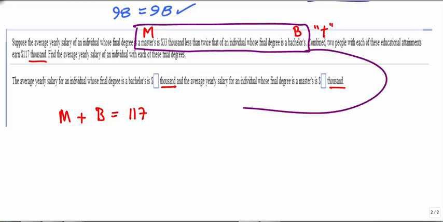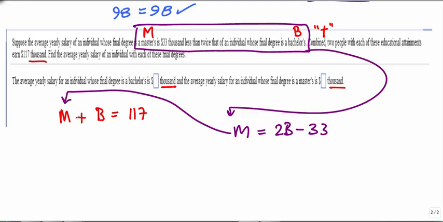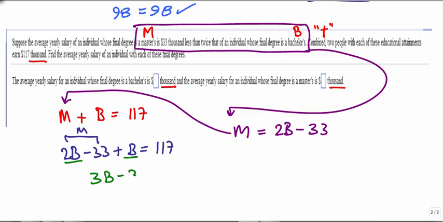So from here we know that the master's earnings is $33,000 less than twice that of a bachelor's. So twice the bachelor's minus 33,000. So I can take this and plug it in place of m. So in place of m I'll have 2b minus 33 plus b equals 117. So all of this was just equal to m. Combining like terms, I have 3b minus 33 equals 117. And then I'll just solve from here by adding 33 to both sides.